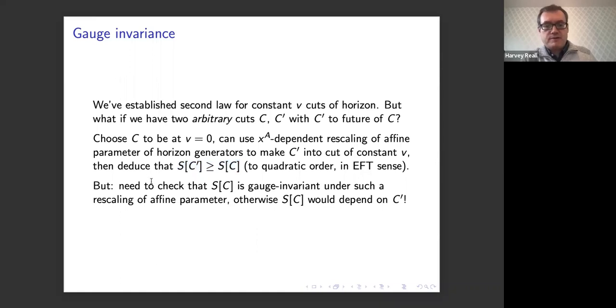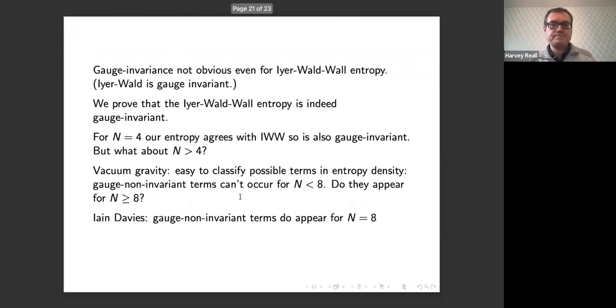So that looks like what we want to do, but what we need to check is that our definition of entropy is gauge invariant when we do this rescaling. Because if it's not, then what we've done is we've defined the entropy of C in a way that depends on C primed, which is not very satisfactory. Okay, so we want to show that our definition of entropy is invariant under X-dependent rescalings of affine parameter. And I should say, this is not just an issue with our approach, it's also an issue with Aron-Wall's approach.